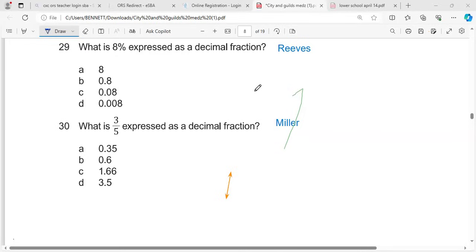All right, thanks. I'll respond. Reeves, you're up for 29. So, sir, 8% means 8 over 100.